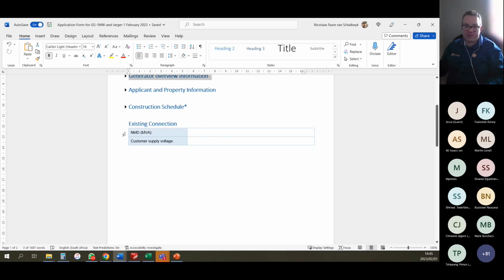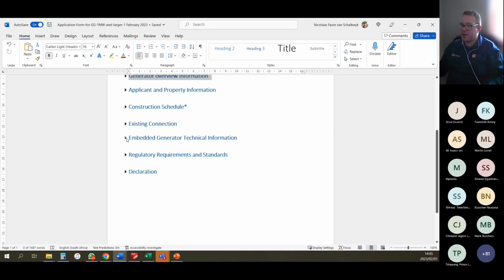And then the existing connection. Obviously, you need to know what's the connection point. I think if you look at the account, you'll pick that up from your own database. But just to ease the application, they confirm and provide that information.